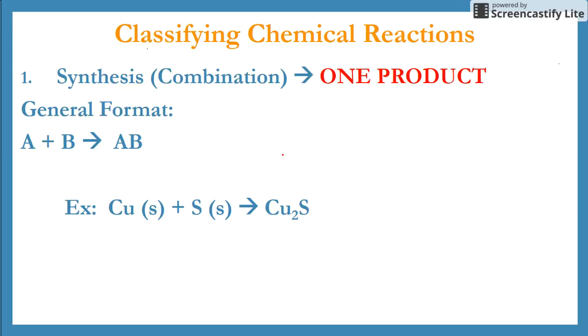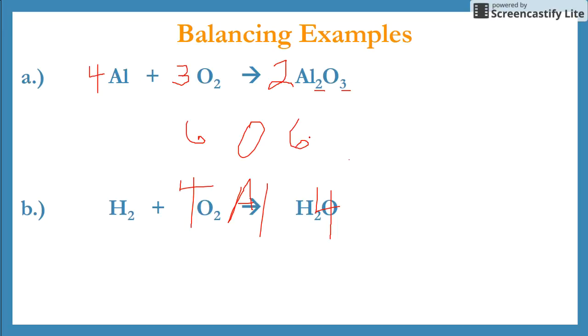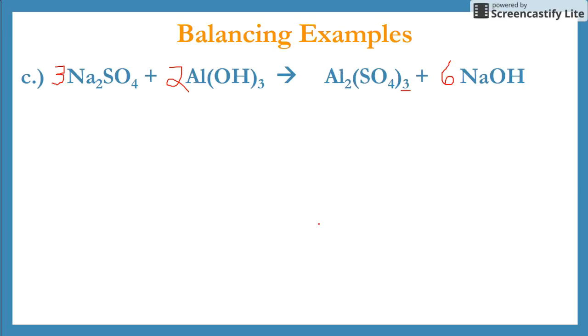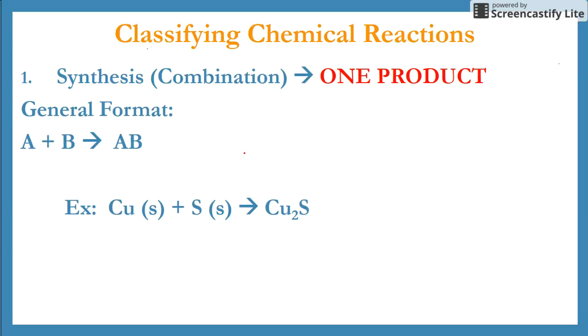So here they are, the classifying chemical reactions. So if you have one product, like we did before with these two things, you have one product, there's aluminum oxide or water. That will be a synthesis reaction.